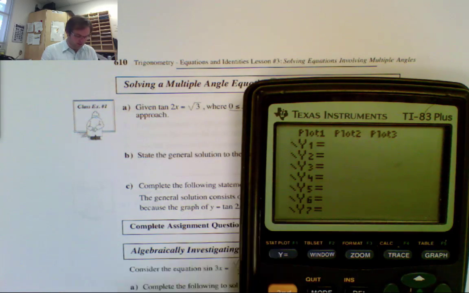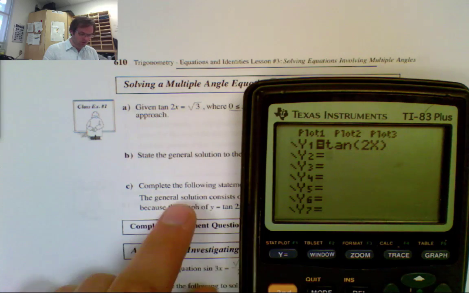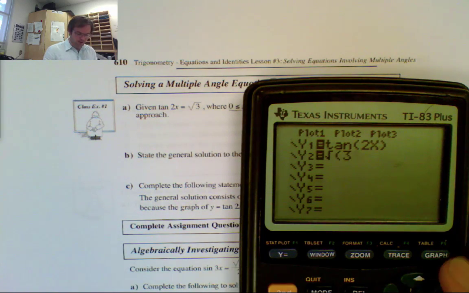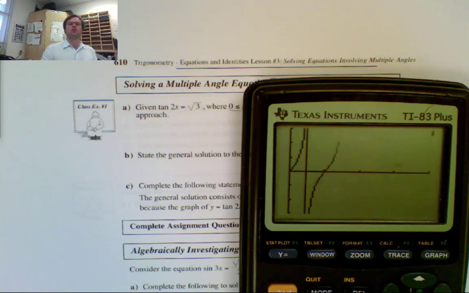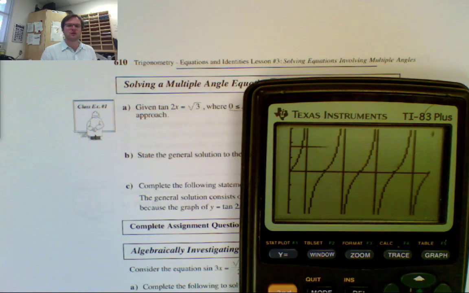So I'm going to go tan and 2x. And then at the bottom we want square root of 3. And we're going to graph it right there. It's going to look like that. So what we want to do now is we have two equations, so we're going to find the intersection.